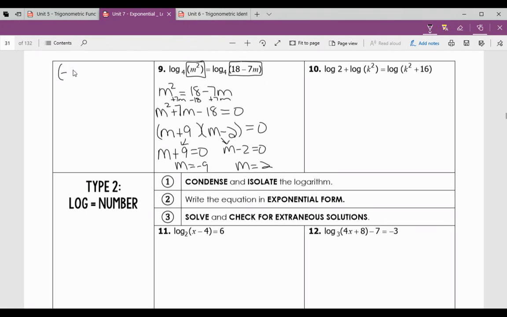So negative 9 squared is positive 81, so it's good there. 18 minus 7 times negative 9, that gives me 18 plus 63, so we're good with negative 9. Do y'all agree? All right. 2 squared, we're good because that's a positive. And then 18 minus 7 times 2, that would be 18 minus 14, which is still positive. So we're good with the 2.